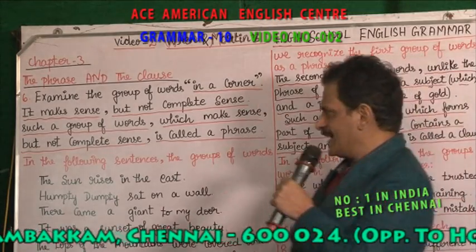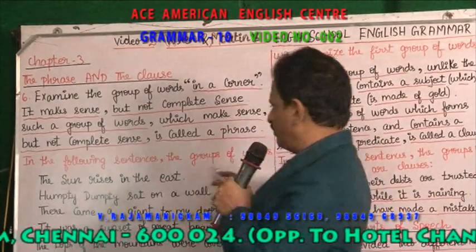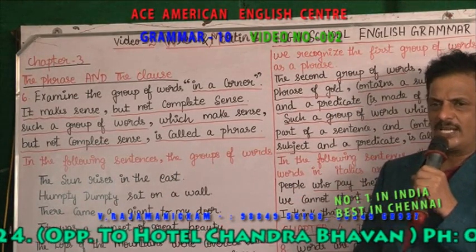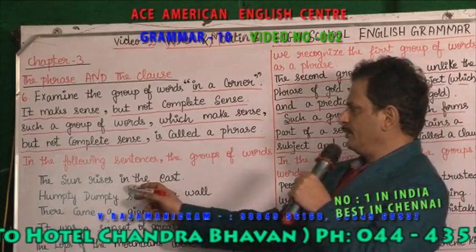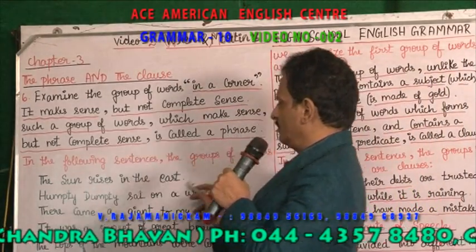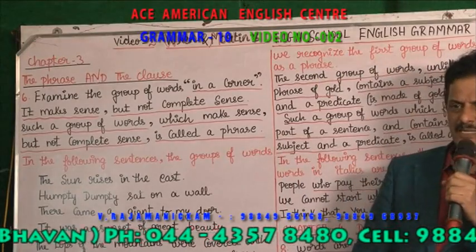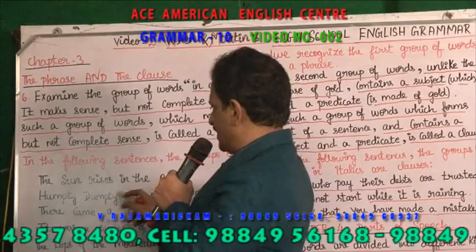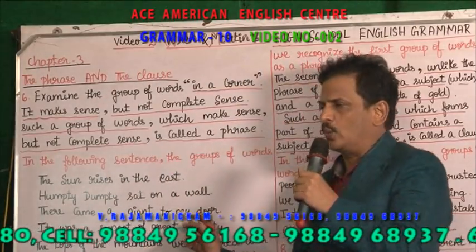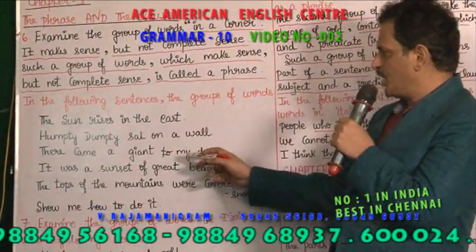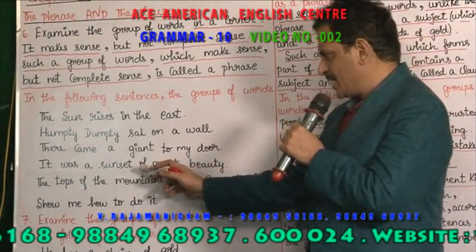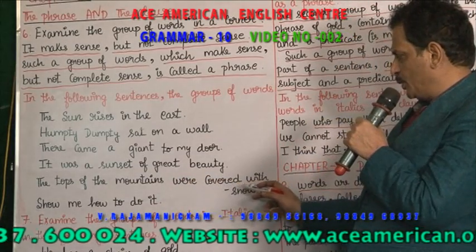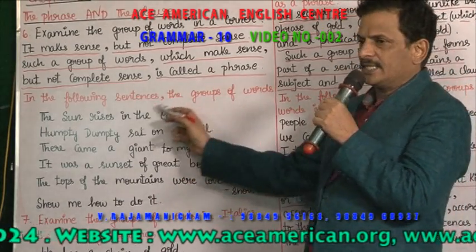In the following sentences, consider the group of words: "Sun rises in the east." If you just have "in the east" alone, it gives a meaning as a group of words, but doesn't give a complete sense. But "The sun rises in the east" does. Humpty Dumpty sat on a wall. It was a sunset of great beauty, and the tops of the mountains were covered with snow. So these are groups of words.